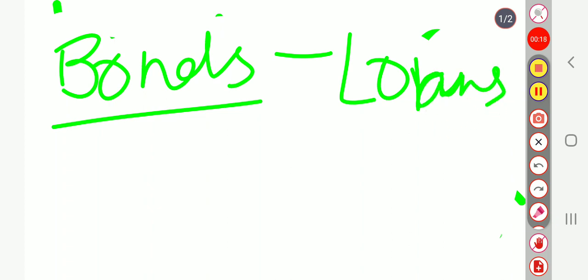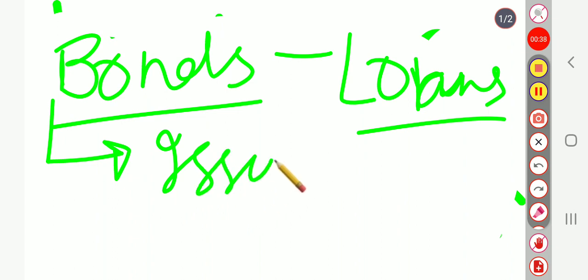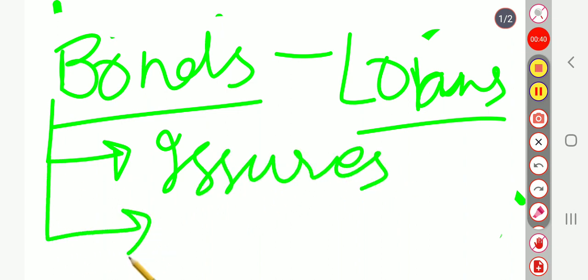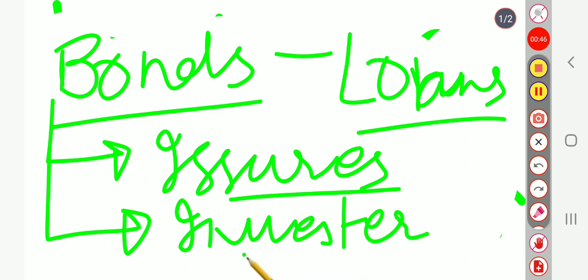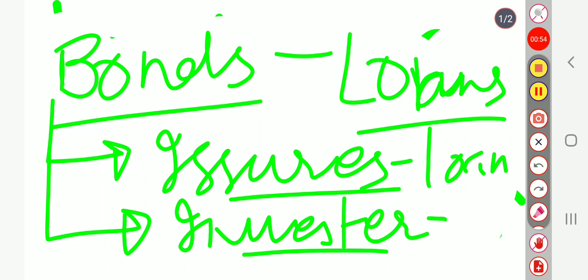Okay, loans. However, they are totally different from loans in that they are tradable, and we cannot trade loans. Tradable in the sense that there are bond issuers and there are bond investors. Issuers are those who want the money, who want to take the loan, and investors are those who are going to lend the money.